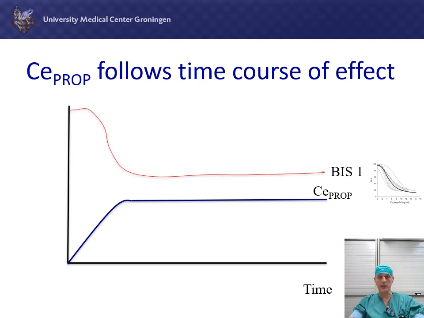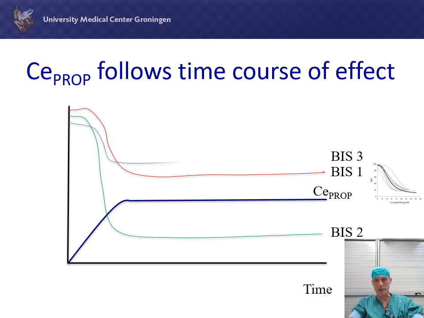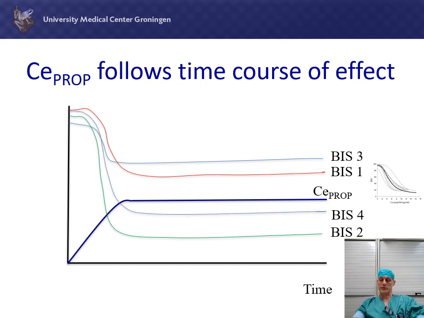Not at all, but we see the time course is very consistent between the estimated effect site concentration and this BIS over time. The second patient, also a very consistent time course description, but the absolute value is much lower, so probably this is a much more sensitive patient. And here is a much more resistant patient, but again, the time course is very consistent. And finally, you will find a patient who is close to the mean.